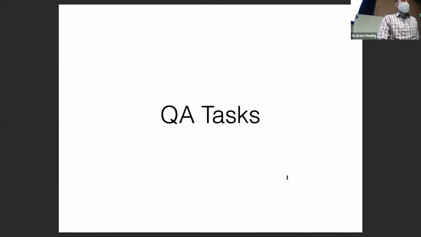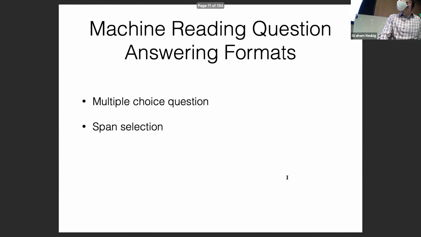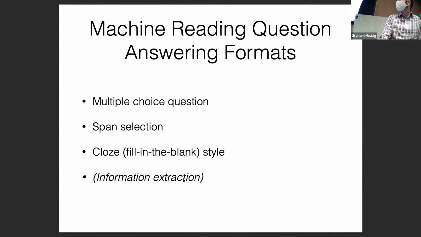Okay, I'm going to go into a few QA tasks, or maybe more accurately, formats of QA tasks, because there are quite a few different ways you could be doing QA. For example, we could have multiple choice QA, span selection based QA, and cloze or fill-in-the-blank style QA, and also information extraction, which we're going to talk about later. There's also generative QA, which I'll talk about, but I forgot to add it to the bullet points here.